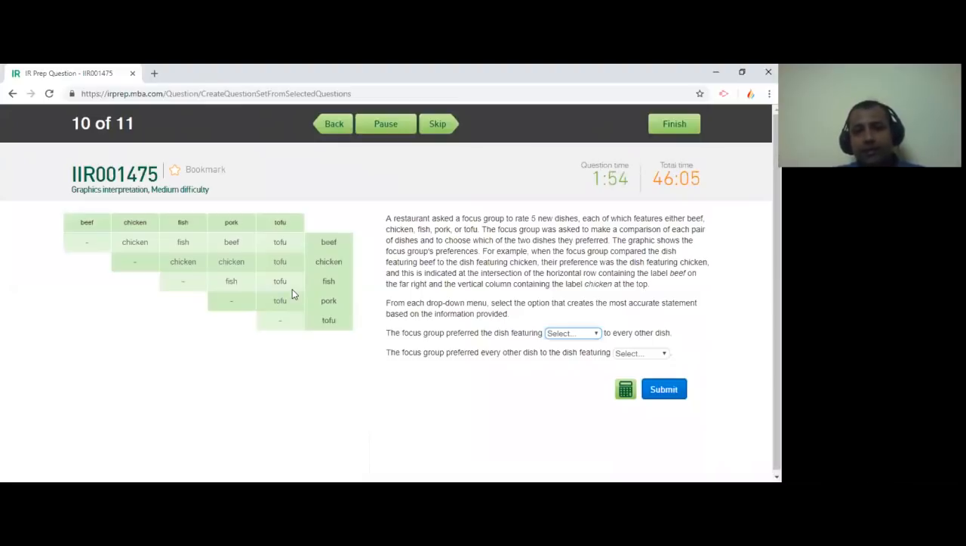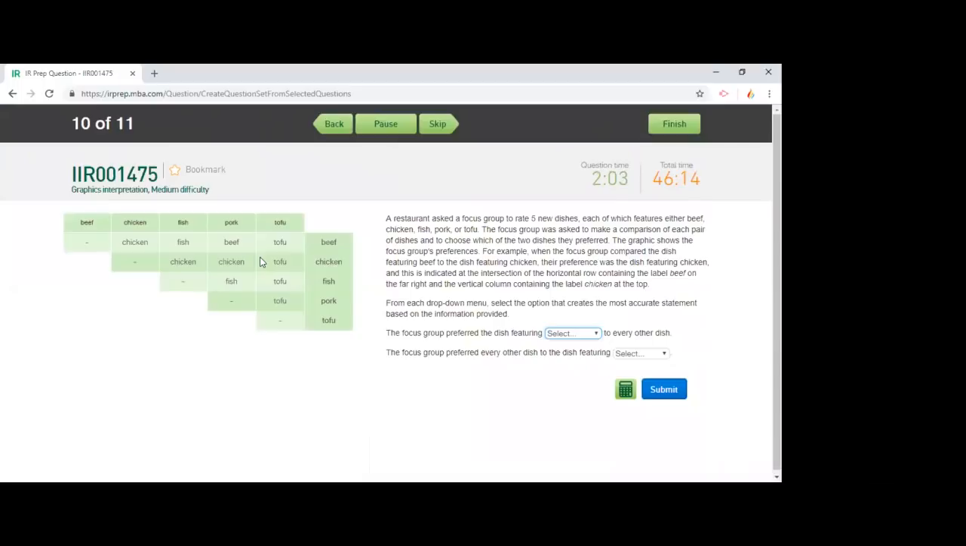So it's essentially what's the, how do I analyze this table just to begin with? I look at the dishes mentioned on top, and the same dishes mentioned on the right.